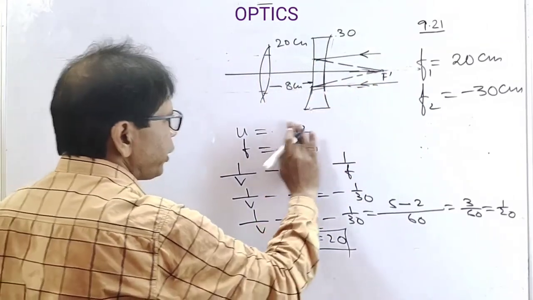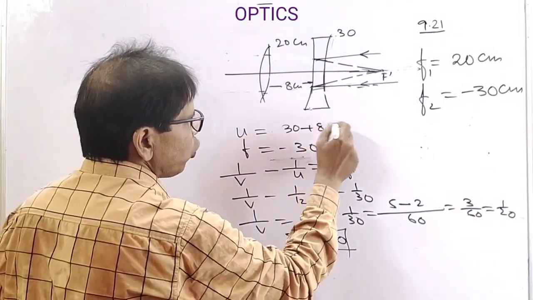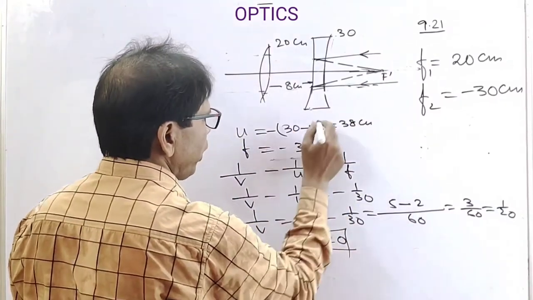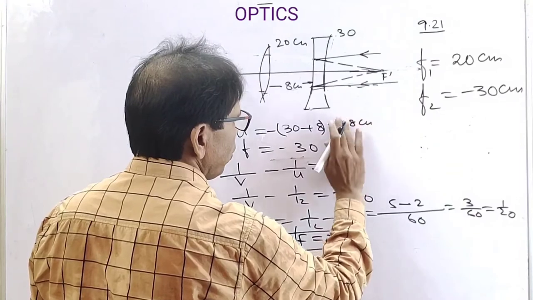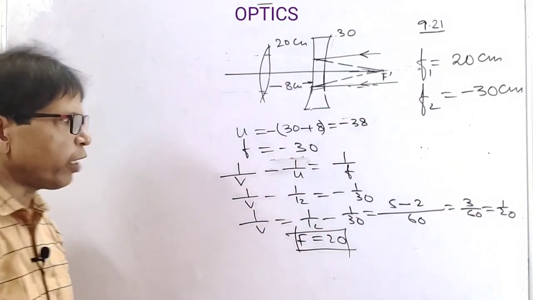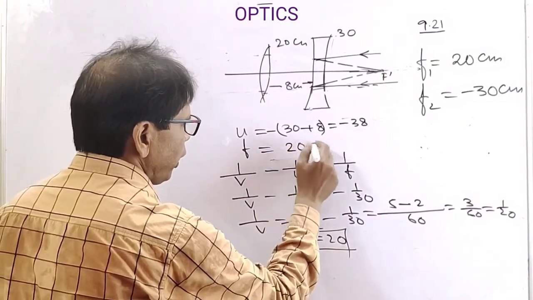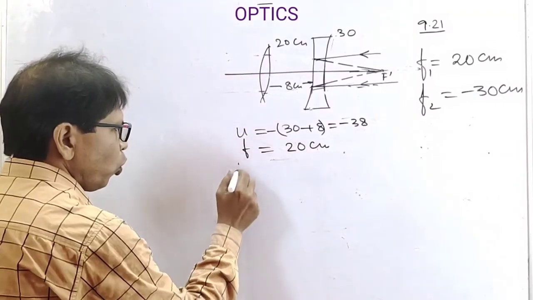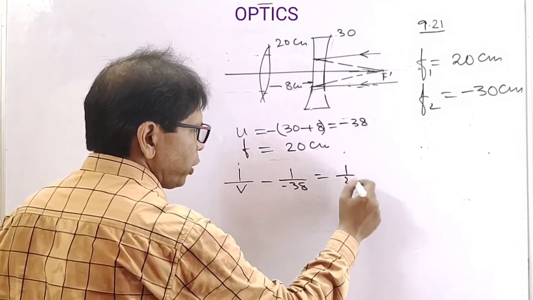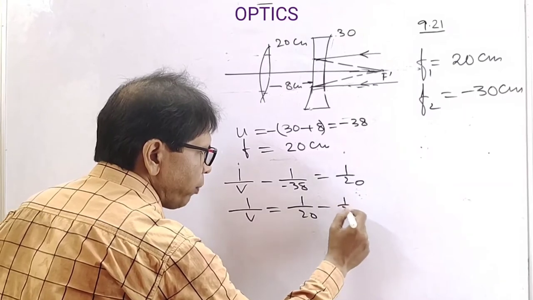So the object distance for the convex lens is 30 plus 8, so this is 38 cm, and this is negative, because the object is in front of the convex lens. Now its focal length is 20 cm. So 1/V minus (minus 38) equals 1/20. So 1/V equals 1/20 minus 1/38.